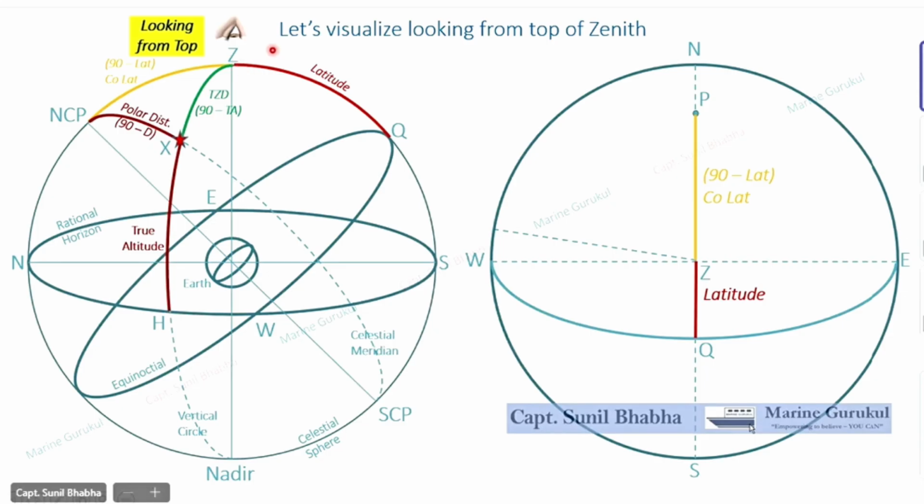And how will this look? From the zenith, you see this particular dotted line. This is how this vertical circle is going to appear. The point where this vertical circle touches the rational horizon, you see the vertical circle from Z going up to X touches the rational horizon at point H. This point H is going to be this particular point here. From the zenith going up to the rational horizon, this is the H point.